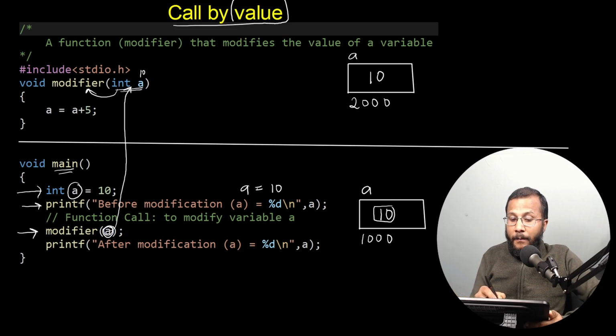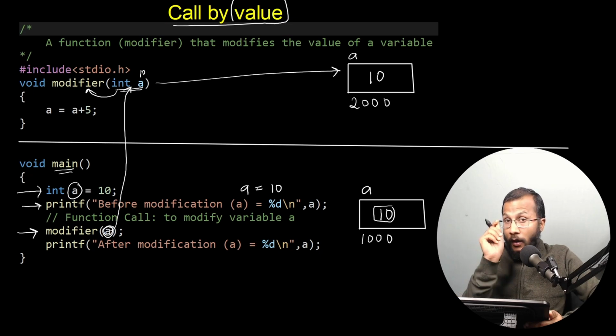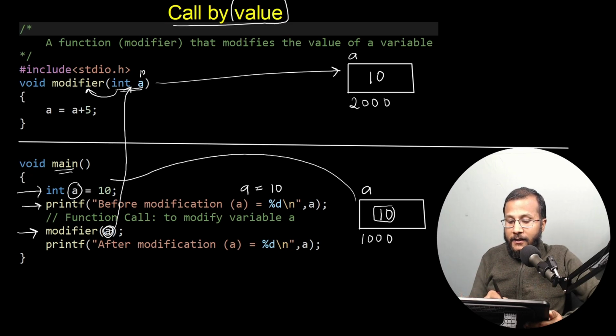And this a belongs to the modifier function, and only the modifier function can access this variable a. It is local to this modifier function, and this a is local to the main function, and only the main function can access this a. So here I've passed the value of a, and in the modifier function this 10 is stored in the variable a, which is local to the modifier function.